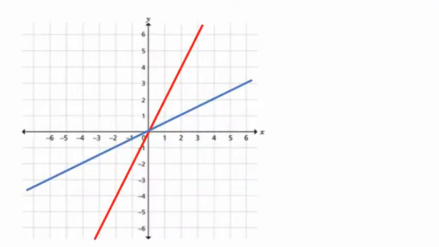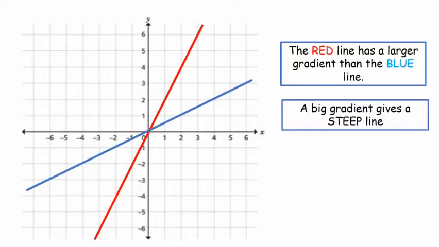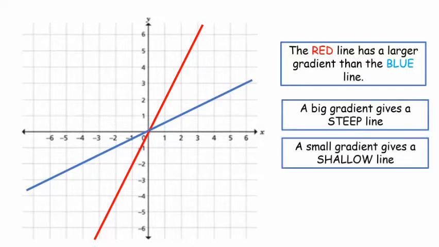Okay, you're right. This is what we know. We know that the red line has a larger gradient than the blue line. Big gradient gives a steep line, there we are, and a small gradient gives a shallow line. So the red line is steeper than the blue line. So let's think back to that previous question. What happens if the gradient is negative?